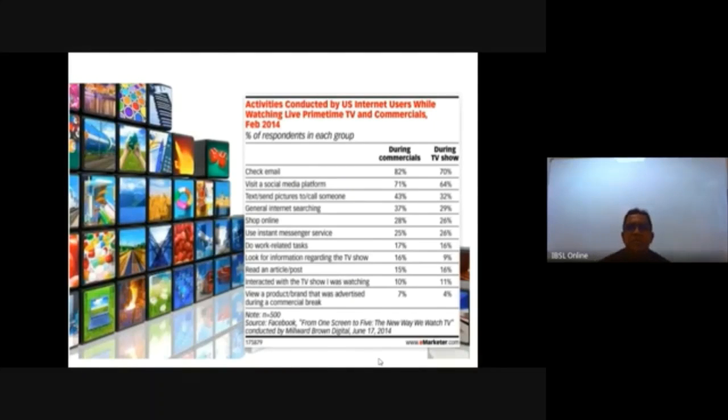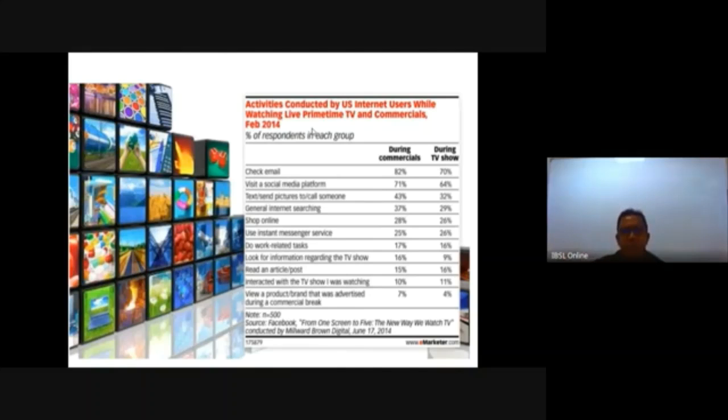See some more statistics. Activities conducted by US internet users while watching live primetime TV and commercials. This is now another thing. Sometimes even when you advertise something on television, while watching they do some other activity as well. So there's a probability that your advertisement is not seen by the viewer, even though the television is on.